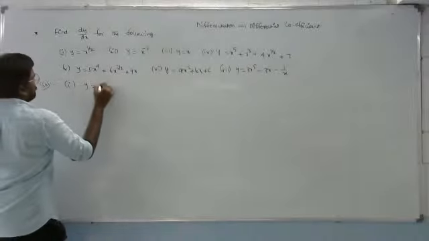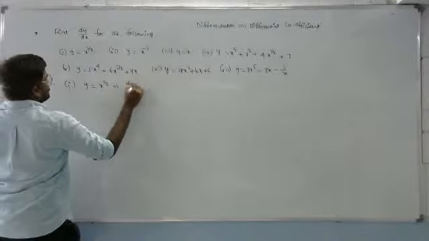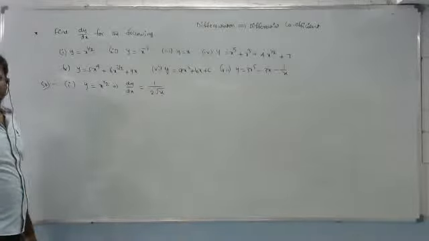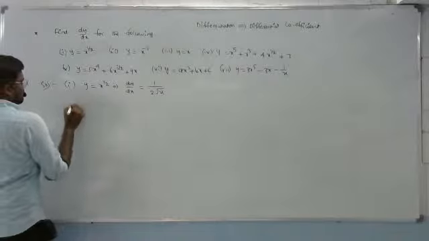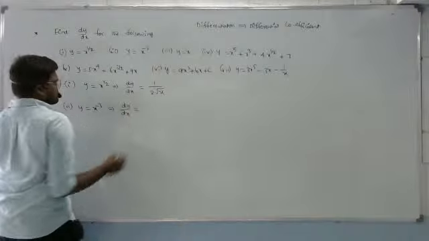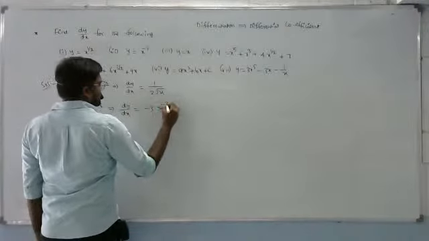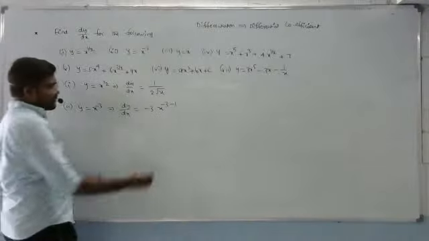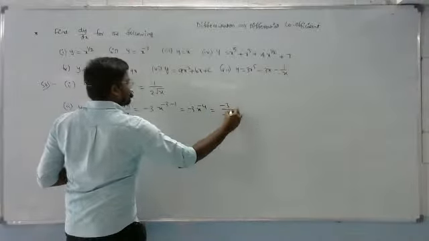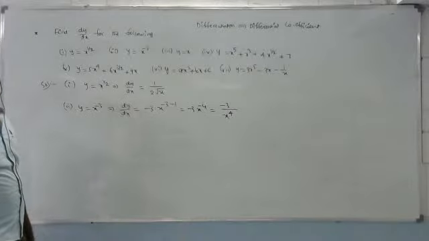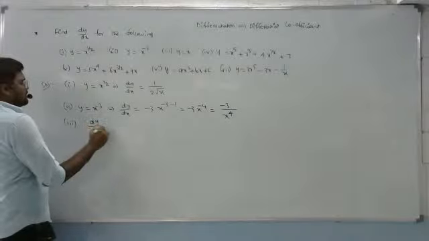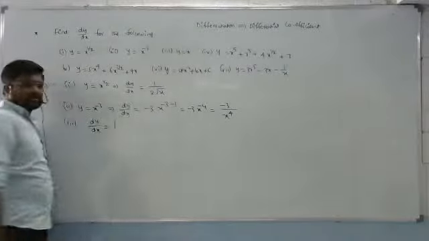First one, y equal to x power 1 by 2. What is dy by dx? Just now I told you, what is differentiation of root x? 1 by 2 root x. Second one, y equal to x power minus 3. Can you tell me what is dy by dx? N into x power n minus 1. Correct? So can I write this as minus 3 into x power minus 4, which can be written as minus 3 by x power 4. I hope everyone is following. Third one, observe very carefully. What is dy by dx? 1.